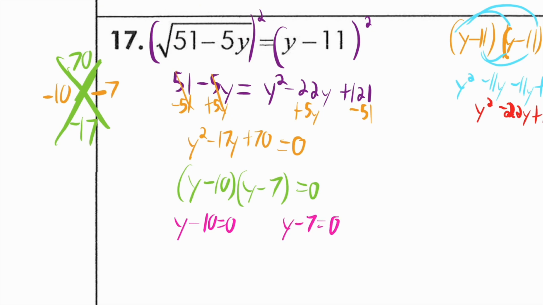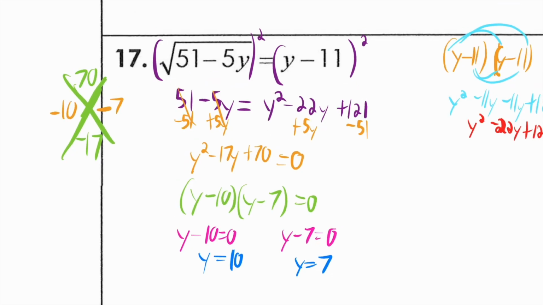And as I solve, I end up getting y equals 10 and y equals 7. And once again, since I have an even radical, I need to make sure that the radicand, or what's inside, would not become negative as I plug it back in, and that the right-hand side would not equal a negative, so an even root would not equal a negative.